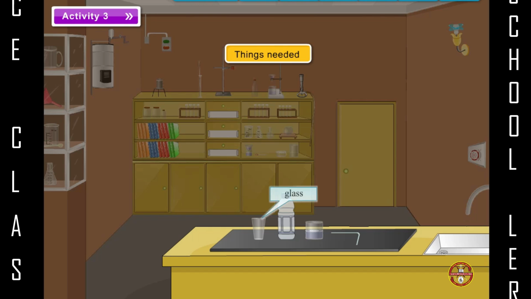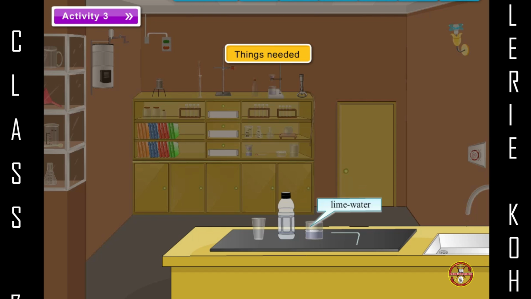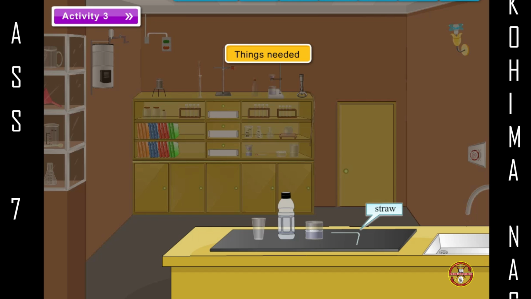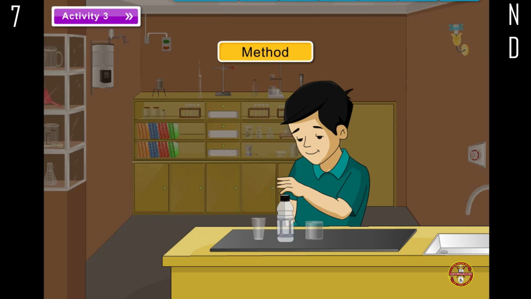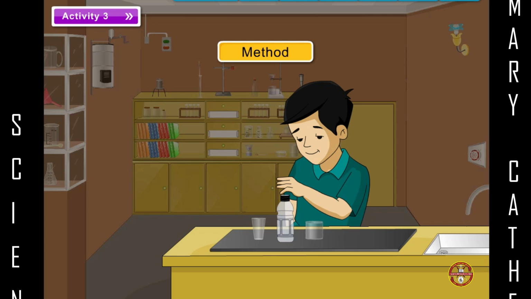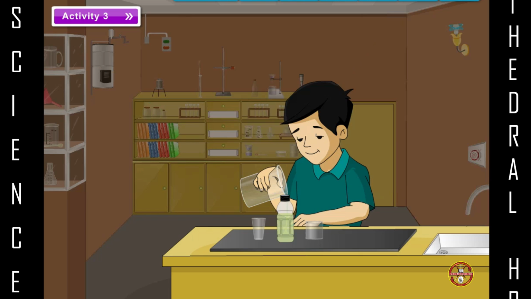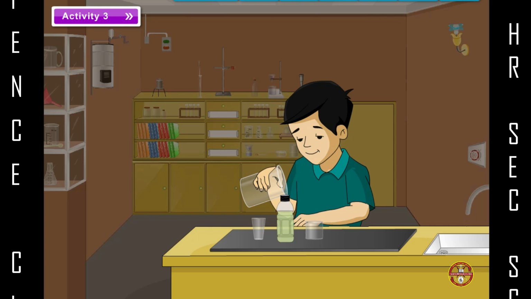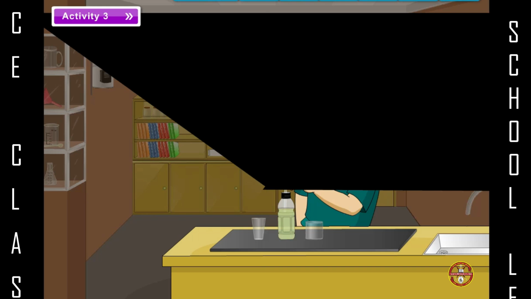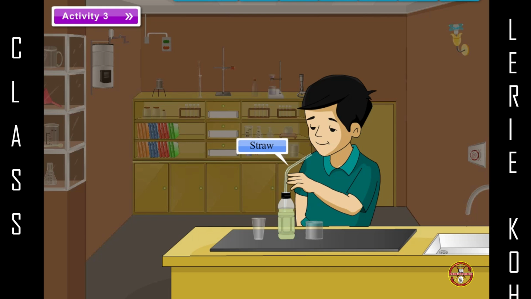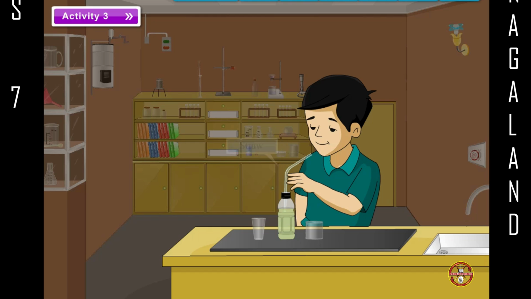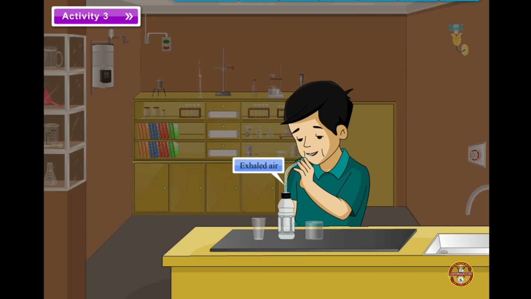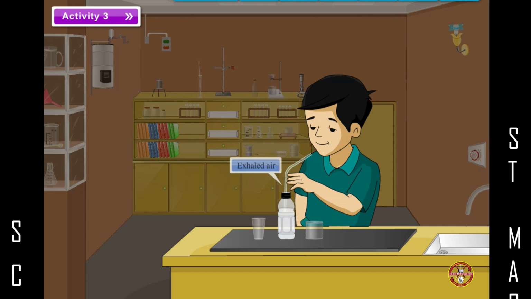Things needed: glass or plastic bottle, lime water, straw. Method: we take a slender clean glass or plastic bottle, make a hole in its lid and fix it onto the bottle. We pour some freshly prepared lime water in the bottle. Insert a plastic straw through the hole in the lid in such a way that it dips in the lime water. See figure. We blow gently through the straw a few times.